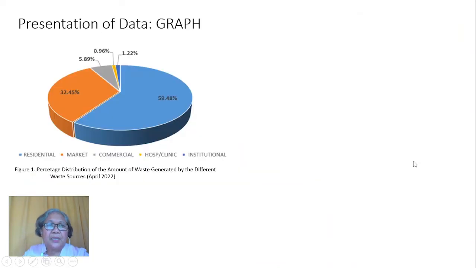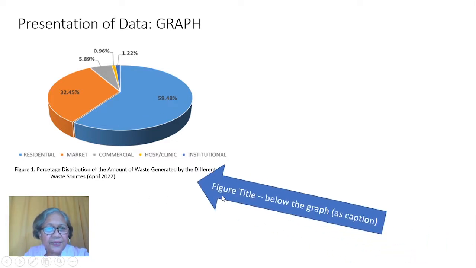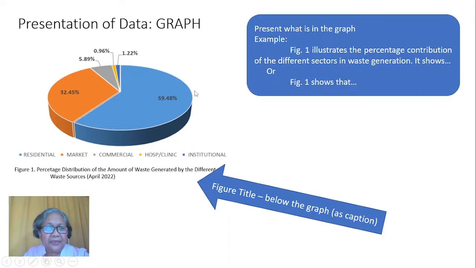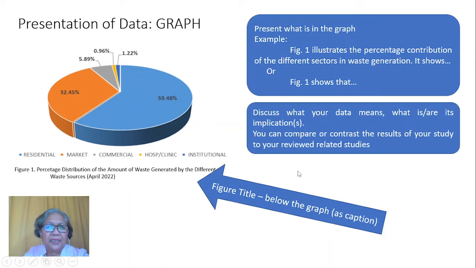Okay. Now, in the presentation of data in the form of graph, so we have here an example of a graph. Now, the figure title is below the graph, in a form of a caption. Again, similar with the table, you are going to present what is in the graph. For example, figure 1 illustrates the percentage contribution of the different sectors in waste generation. So it shows, then discuss, present what is in the graph. And again, discuss what your data means, or what are its implications.